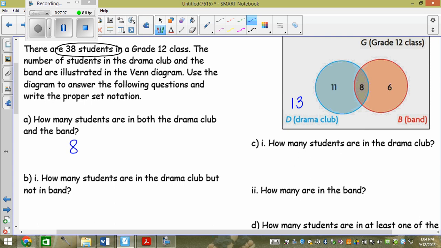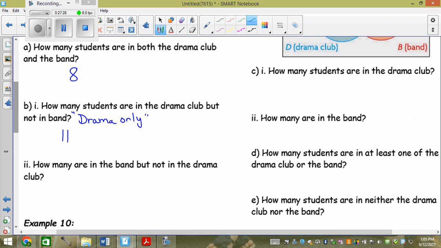8. It's the eyeball, right? How many students are in drama club but not band? So I go look at drama club and I cover up the band, and how many are in it? 11. So when they say students are in drama club but not band, they're basically saying drama only, right? That's a fancy way of saying drama only. So it's 11.